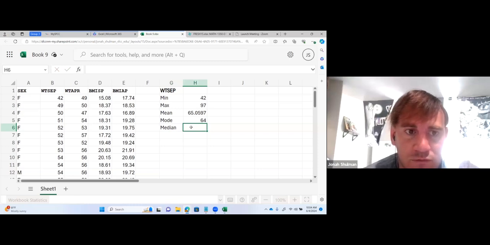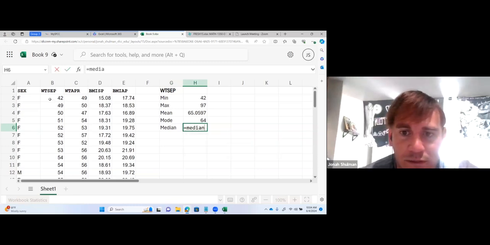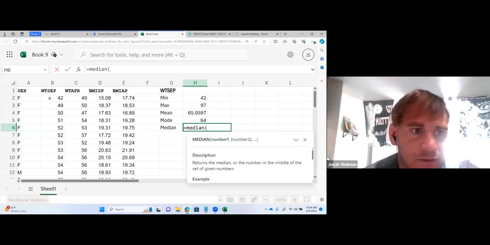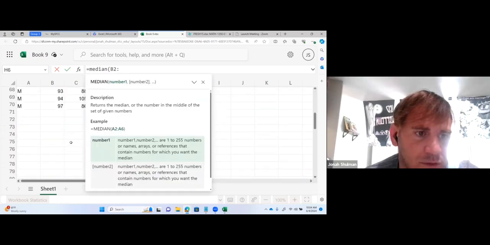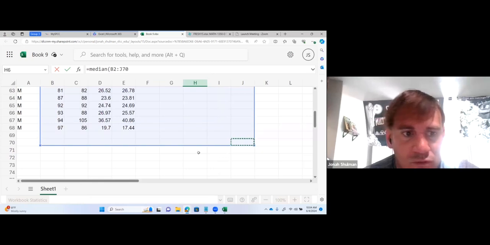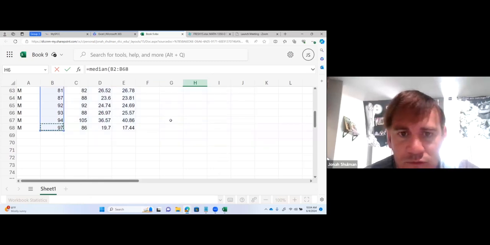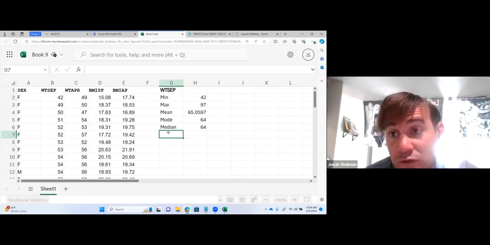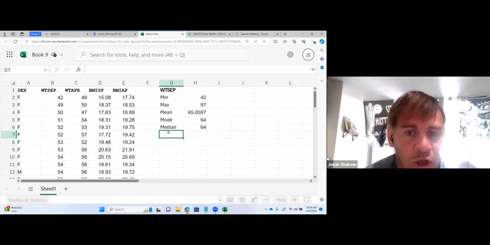So if I do equals, and I type in median, I put parentheses, I'm just going to put B2 colon to B, what is it, 68? 68. It basically is telling us that we have 67 of these things. Oops, sorry. There we go. Enter. The median is also 64. That's cool that they match.